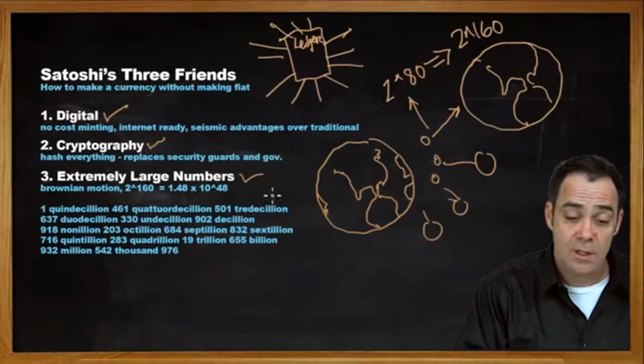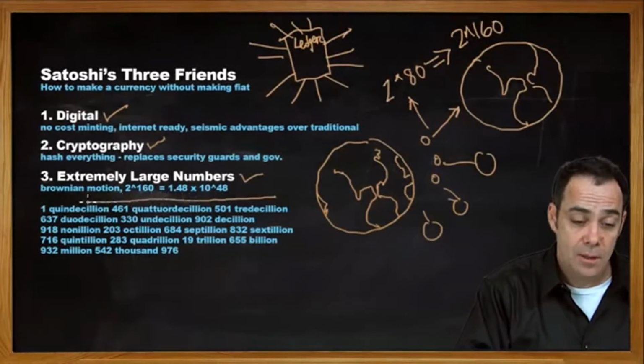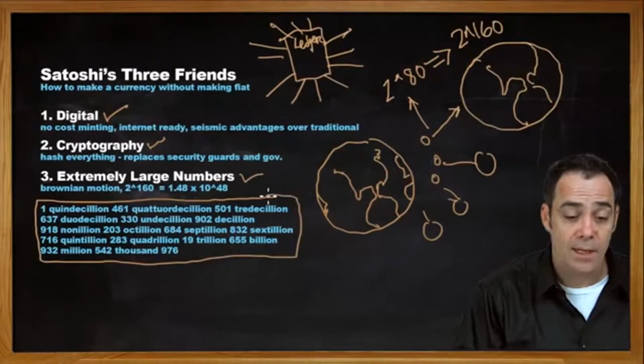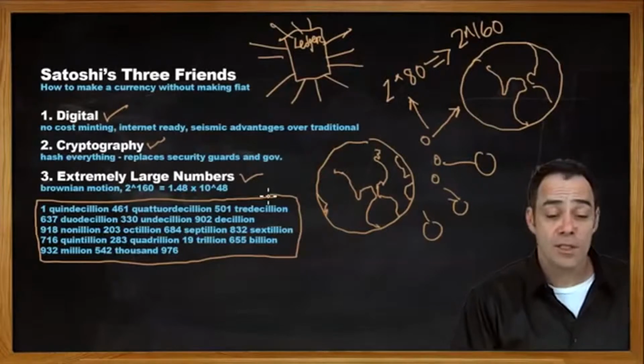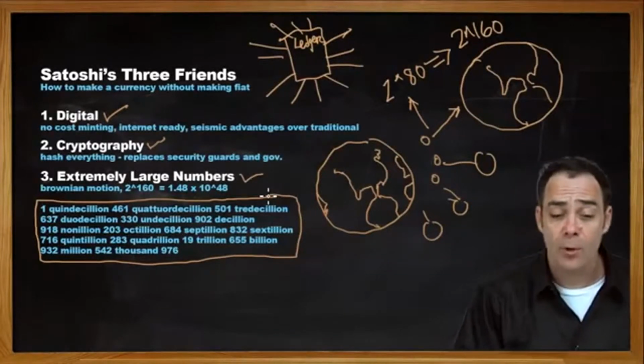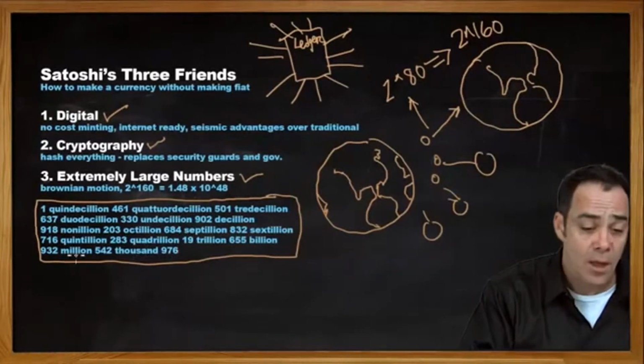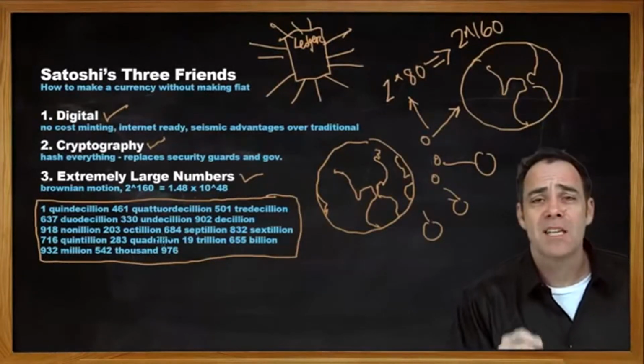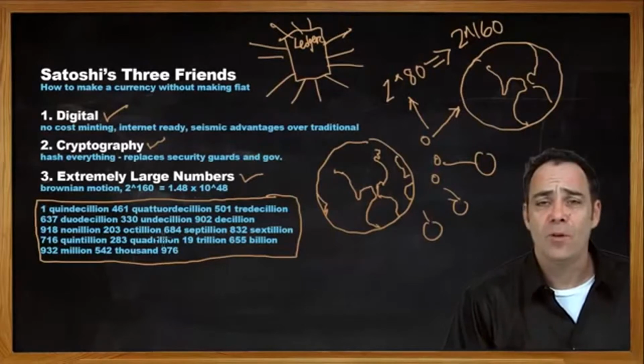And in fact, if you want to say that number, this number is this number right here. And it's likely you've never seen a number like that. 1 quintillion, 461 quattordecillion, 501 tridecillion, all the way down to 932,542,976. This is a very, very, very, very, very, very big number.